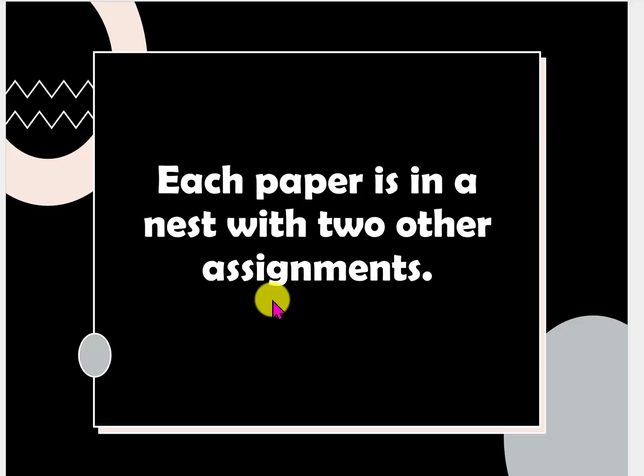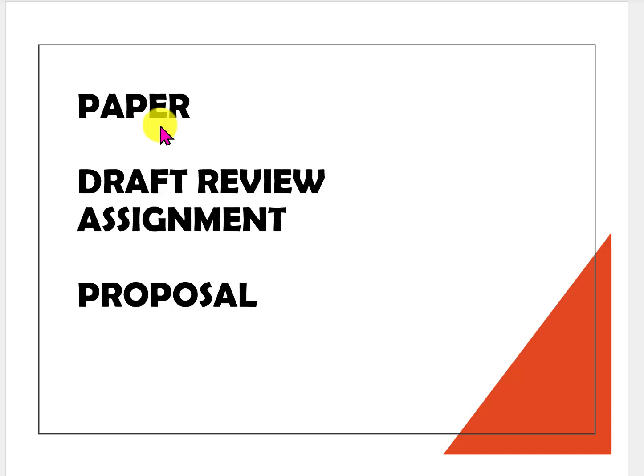Okay? So each paper is in a nest with 2 other assignments, and each paper 1, paper 2, and paper 3, have the proposal and the rough draft attached to them. Okay? Paper 1, mini memoir, first thing we do is a proposal, saying what is my idea about what I want to write about for the mini memoir. Then students will need to write a rough draft and have it reviewed, and then write a reflection about the review process, and then submit the paper.